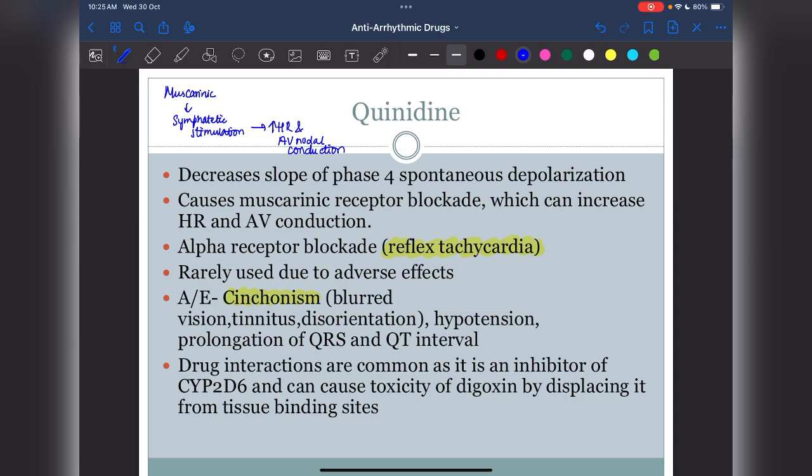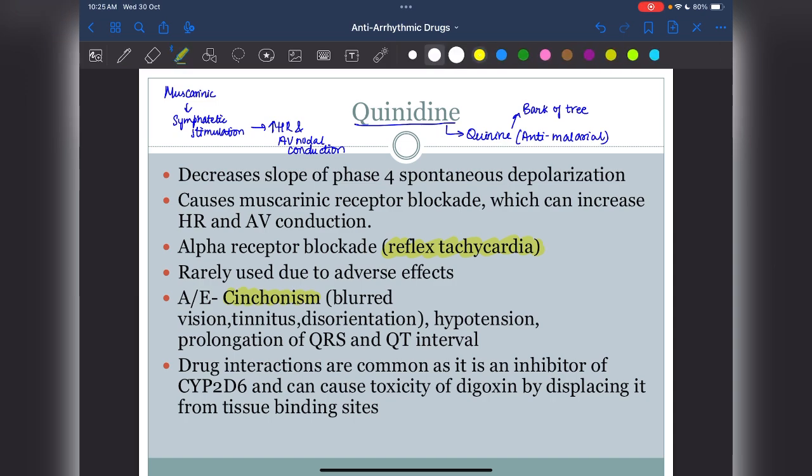So why do we name it cinchonism? Quinidine sounds kind of like quinine, and quinine is an anti-malarial drug. Quinine is actually derived from the bark of a tree known as the cinchona tree. That is why its adverse effects are known as cinchonism, which are blurred vision, tinnitus, or disorientation.